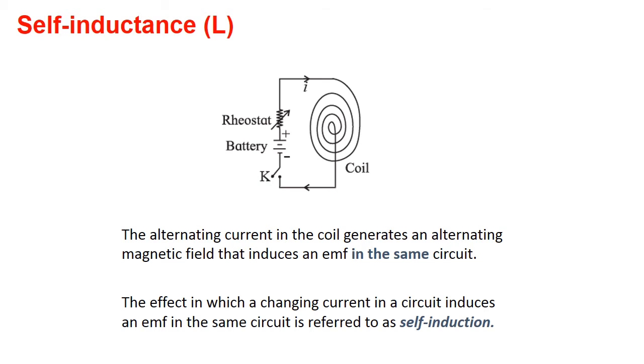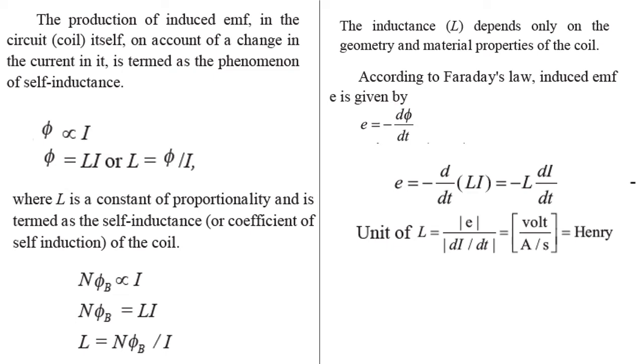The effect in which a changing current in the circuit induces an EMF in the same circuit is referred to as the process of self-induction. So the alternating currents are producing the changing magnetic flux. The changing magnetic flux is getting linked with the same coil, as a result of which the induced EMFs are generated, and this induced EMF flows in the direction opposite to that of the applied one, and so this induced EMF is also called the back EMF. The production of the induced EMF in the coil itself on account of the change in current in it is the phenomenon of self-induction.